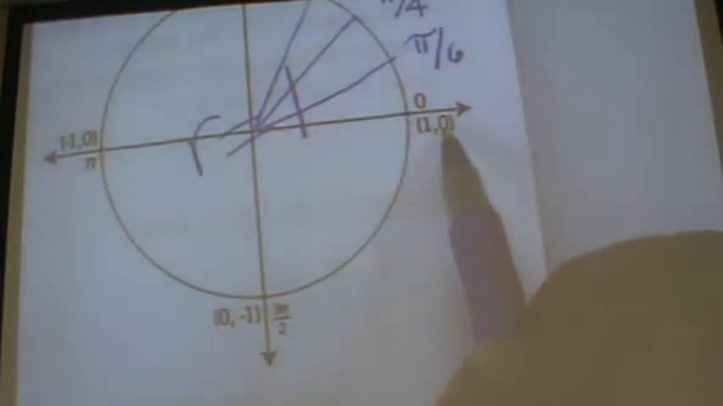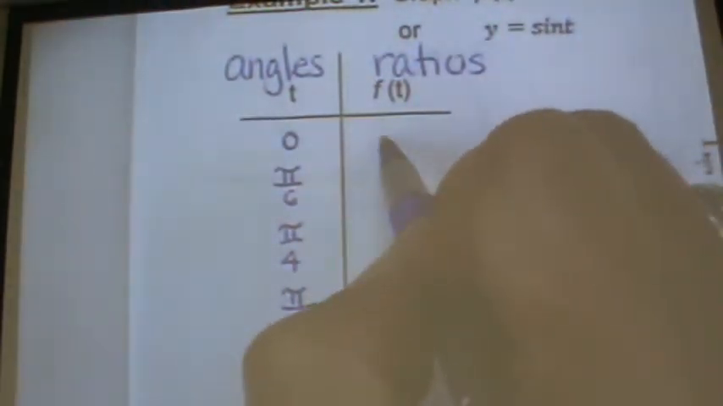So right here, your y value is 0. So let's fill in these ratios. At 0, it's 0.